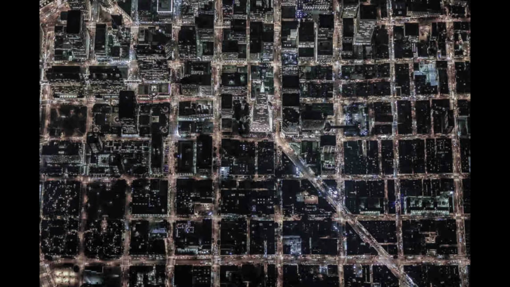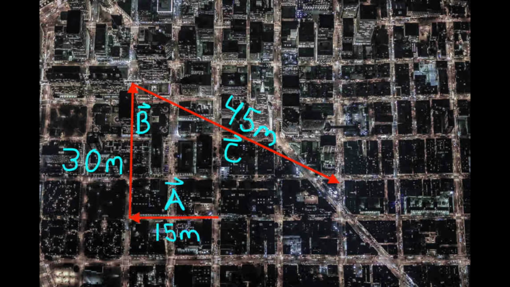Andy goes for a walk. He starts off traveling 15 meters west, labeled as vector A. He then makes a sharp turn, traveling 30 meters north, labeled vector B. After this, he makes another turn, traveling 45 meters, 30 degrees south of east, labeled as vector C. How far away is Andy from his starting point, labeled vector R?